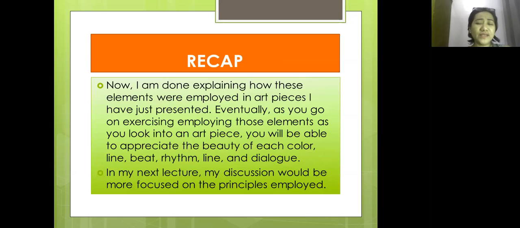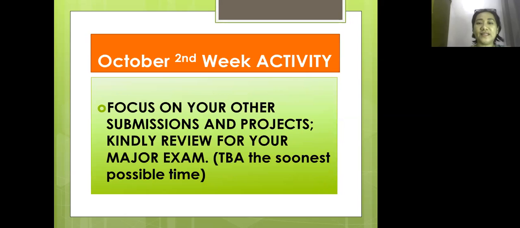Okay, those samples that I've given you, you need to watch them very carefully. And there are links that are found on the internet, so it's already accessible. Now I am done explaining how the elements are employed in art pieces. Eventually, as you go in exercising and employing those elements, as you look into art pieces, you'll be able to appreciate the beauty of each color, line, beat, rhythm, and dialogue. In my lecture, my discussion will be more focused on the principles in the next lesson that we're going to do.